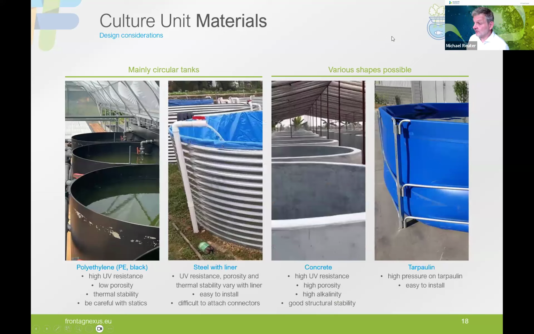Which materials are oftentimes used in aquaculture? Circular tanks are often made of PE that has a high UV resistance, low porosity, which is very beneficial because it prevents the attachment of a biofilm, and also thermal stability.